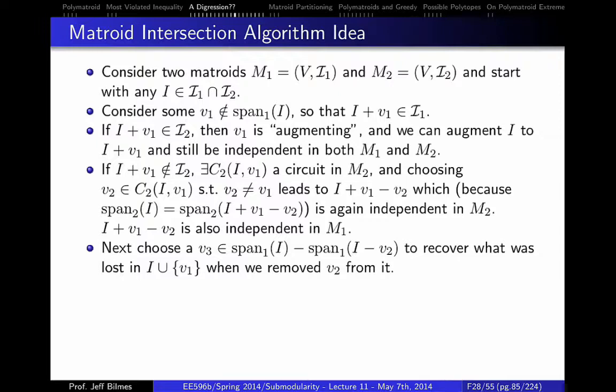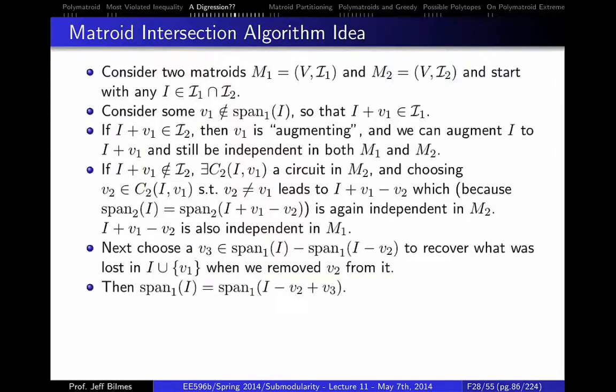But now let's find a new element, v3, that's in the residual span. So in other words, it's in the span, according to Matroid 1, of I, that's not in the span of what happens if we remove v2. Because we've removed v2, but we want to still recover what was added to I when we added v1, and that will do that. So we recover what was lost when we removed it.